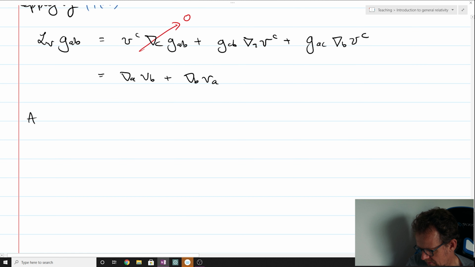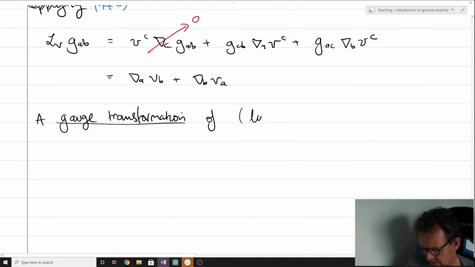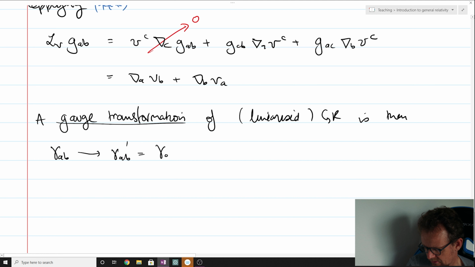So now we can actually say what a gauge transformation explicitly of linearized general relativity looks like. It is then a transformation of the form where gamma_ab gets mapped to gamma_ab prime, which is just equal to gamma_ab minus ∇_a V_b minus ∇_b V_a.